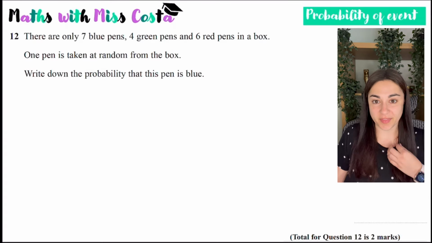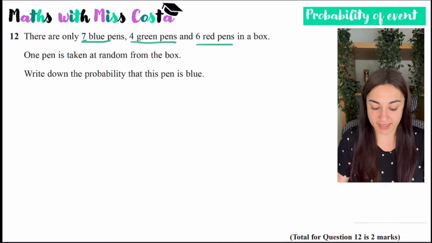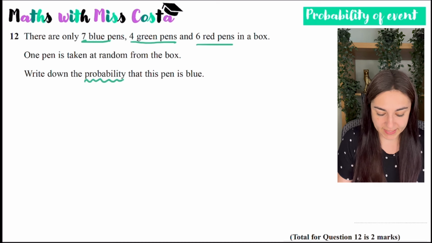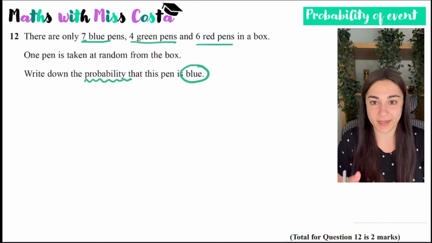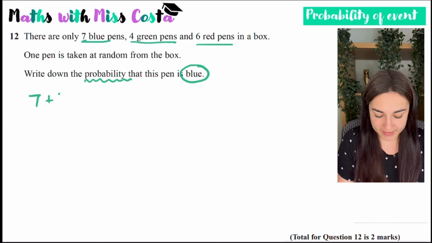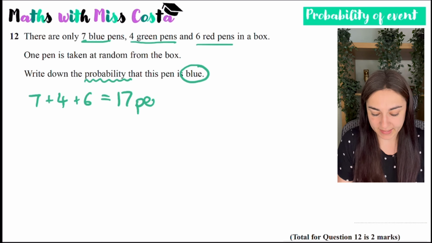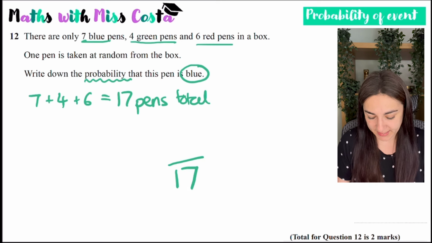So here I'm being told that there are only 7 blue pens, 4 green pens and 6 red pens in a box, and that 1 pen is taken at random. Write down the probability that this pen is blue. So for probability, I always need to know the total outcomes possible. So 6 plus 4 is 10, plus 7 is 17 pens. So there's 17 pens in total, so the probability is going to be out of 17.